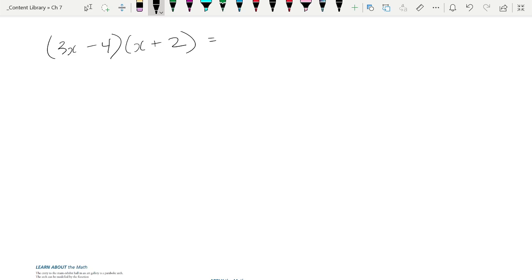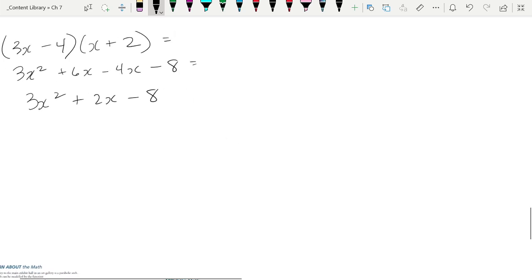And that's going to give us, let's FOIL that out. So that's 3x squared plus 6x minus 4x minus 8. And then that's going to equal 3x squared plus 2x minus 8. So there, we know that. Put that aside for now.